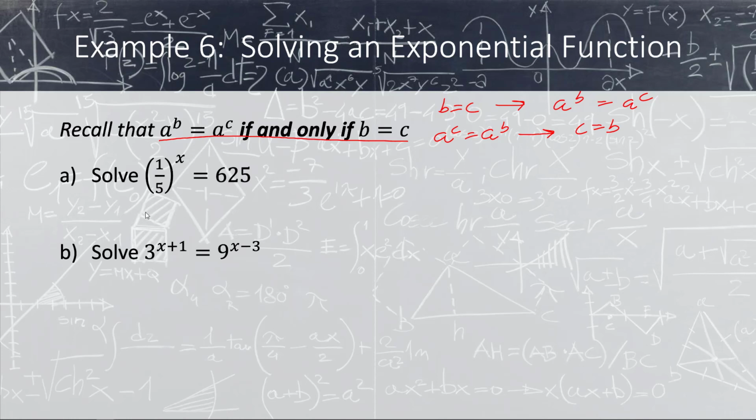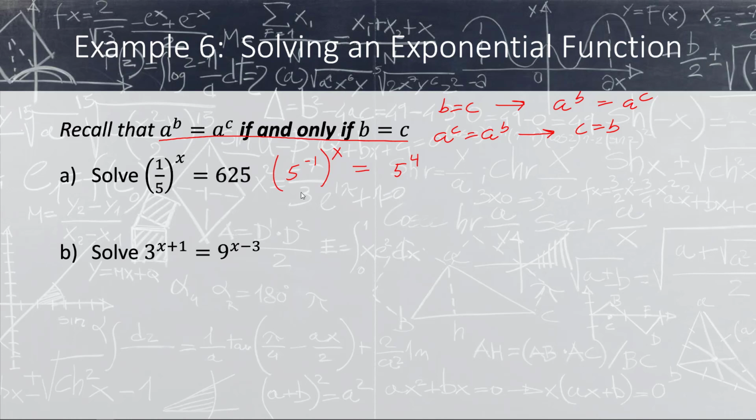So how are we going to use this property to solve these two problems? We're going to try to express both terms using a common base. So what we can do here is express 1/5 as 5 to the -1 power, raised to the x power. And then we can express 625 as 5 raised to the 4th power.